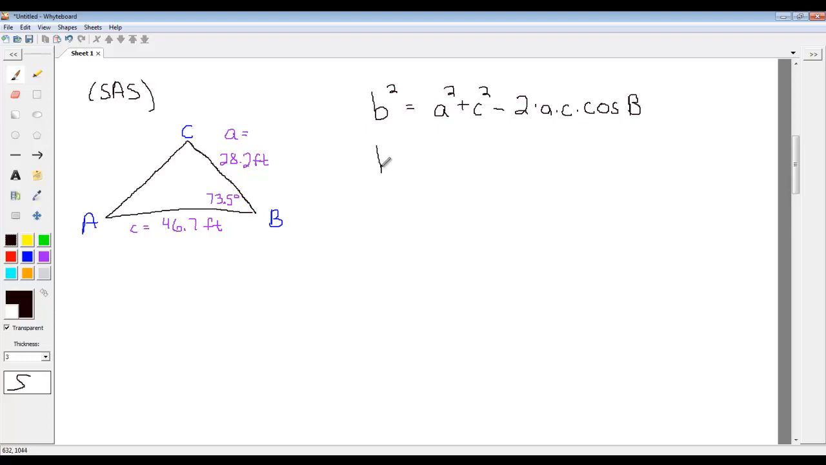Alright, so solving for b squared, we got b squared equals, we know a is 28.2. We got 28.2 squared plus c is 46.7, 46.7 squared minus 2 times 28.2 times 46.7 times cosine of angle B, which is 73.5 degrees.